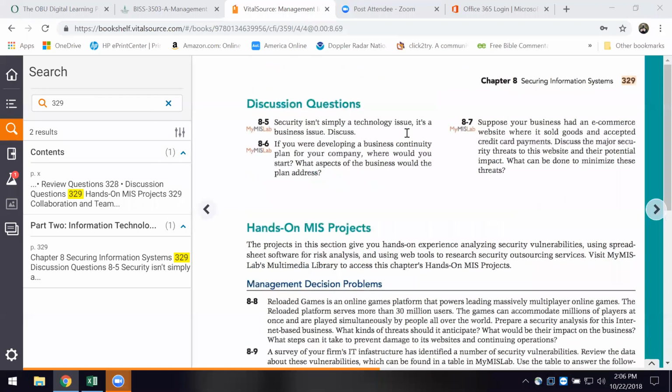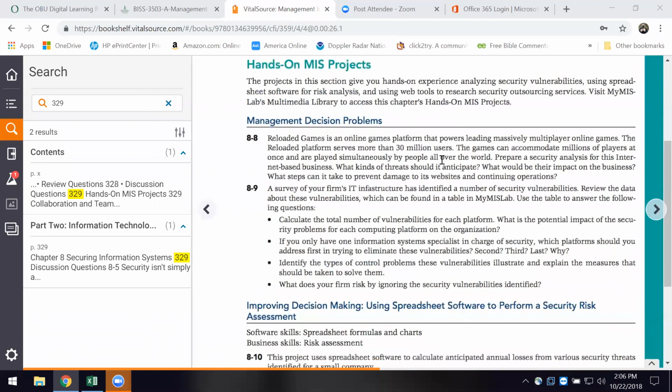I think as you go back in this chapter, you're going to find some ways to respond to this question about this Reload Games, this gaming company. And I might have shared some of the information with you about this, or maybe talked about this.